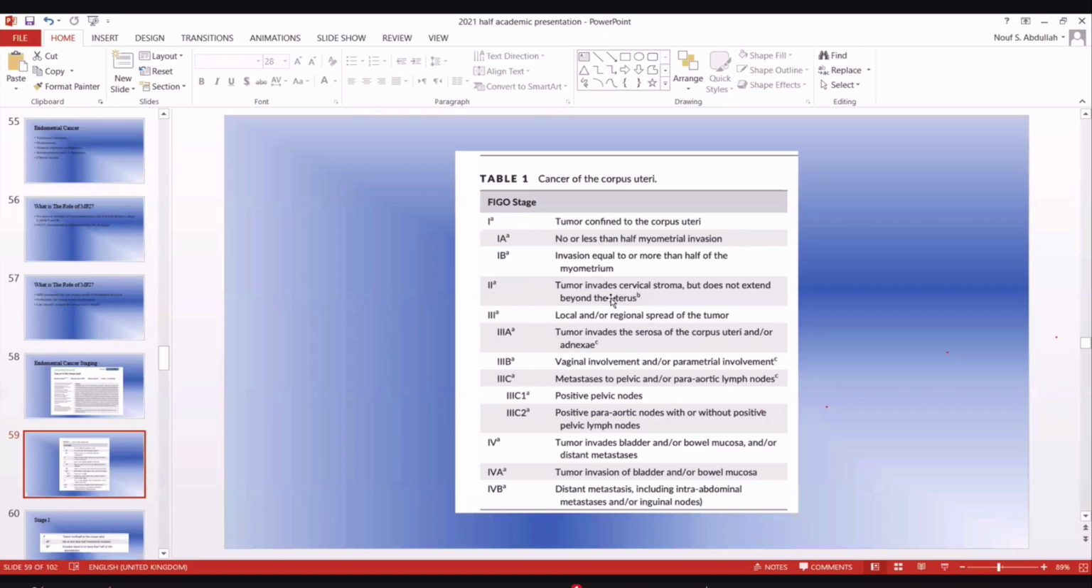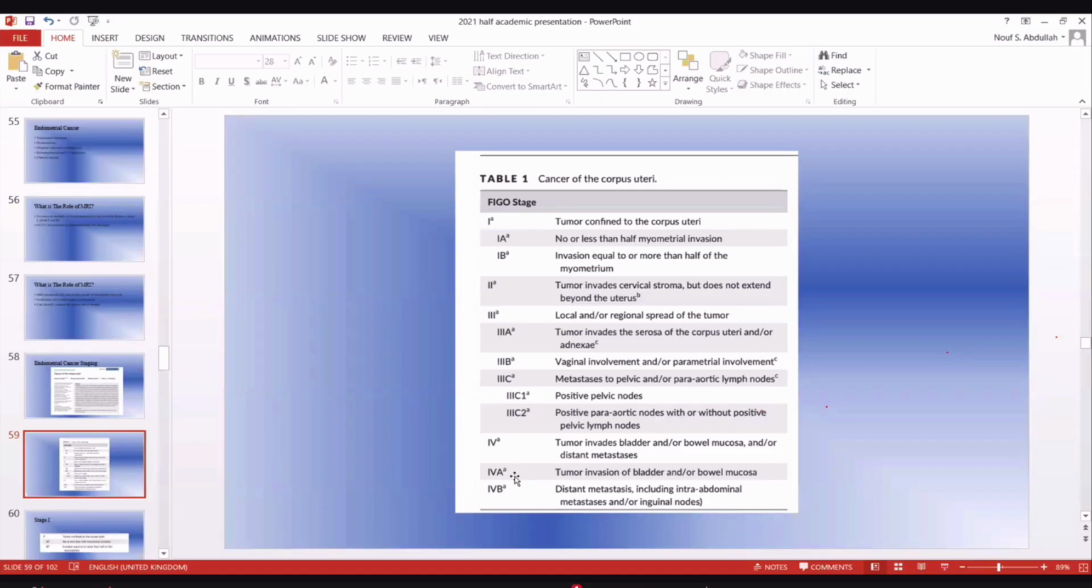Stage 2, when you have invasion of the stroma but does not extend outside the uterus. Stage 3, you have A, B, and C. A, when you have invasion into the adnexa or the serosa. B, when you have vaginal involvement or parametrial involvement. C, when you have pelvic lymph node invasion.